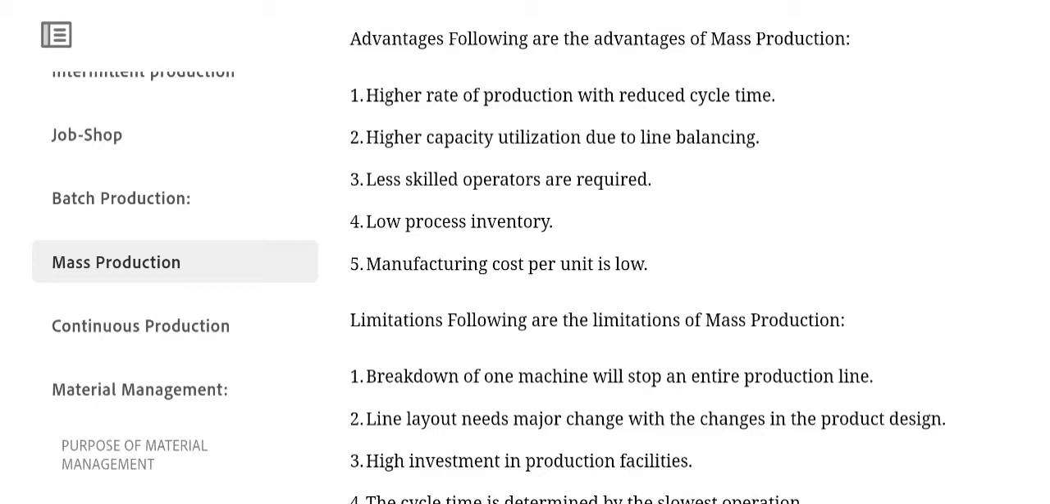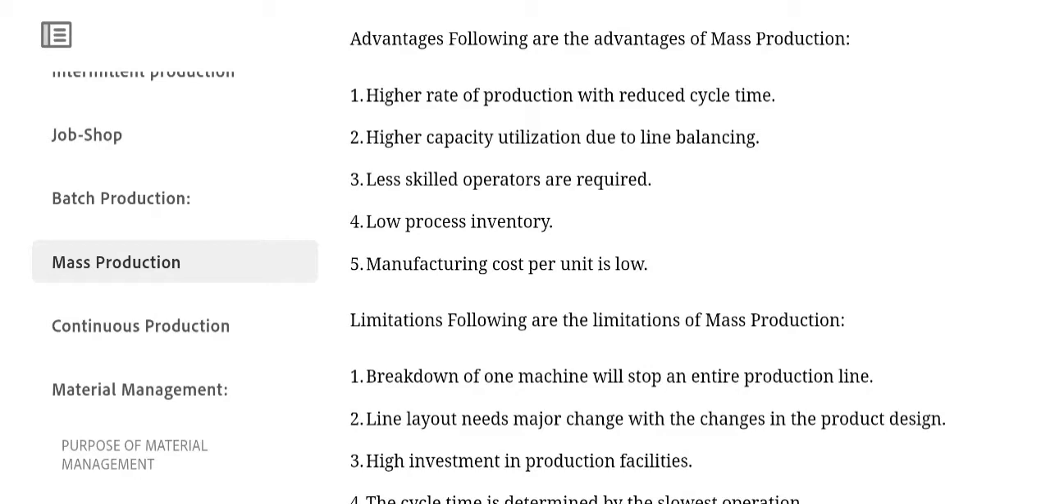First one is a higher rate of production with a reduced cycle. Now we get the higher items in the least time. After that, higher capacity utilization due to line balancing. Now here the line is fixed, you know. After that, the production and all systems are fixed. That's why there is high capacity utilization due to line balancing. Due to this, all is in balance. We get the higher volume capacity.